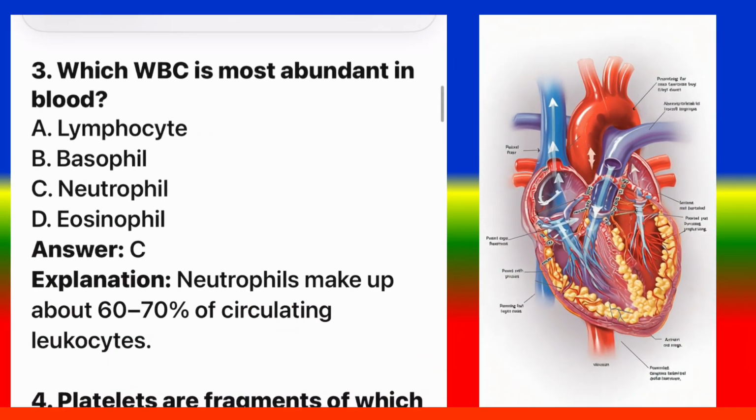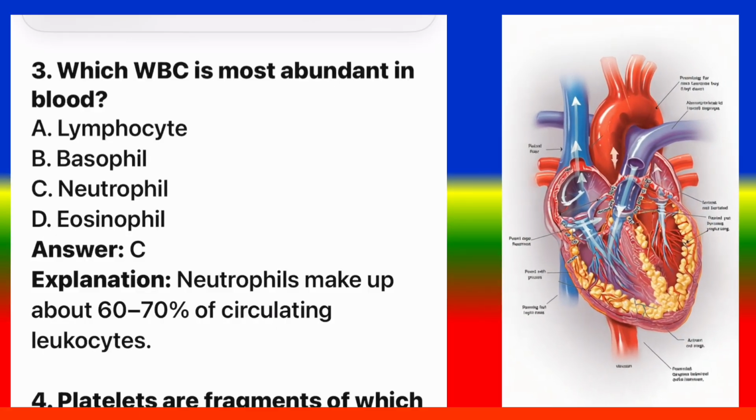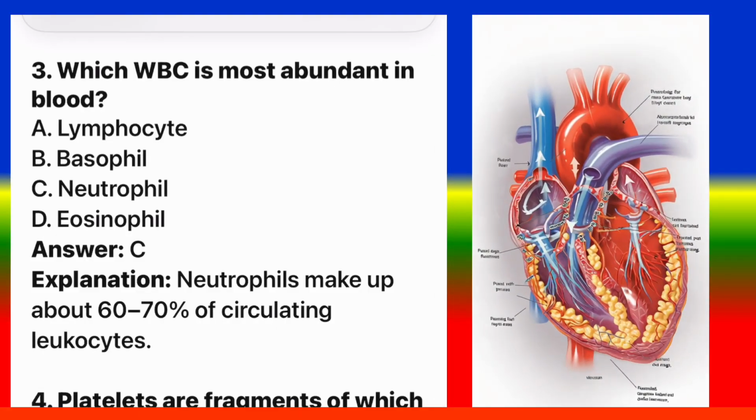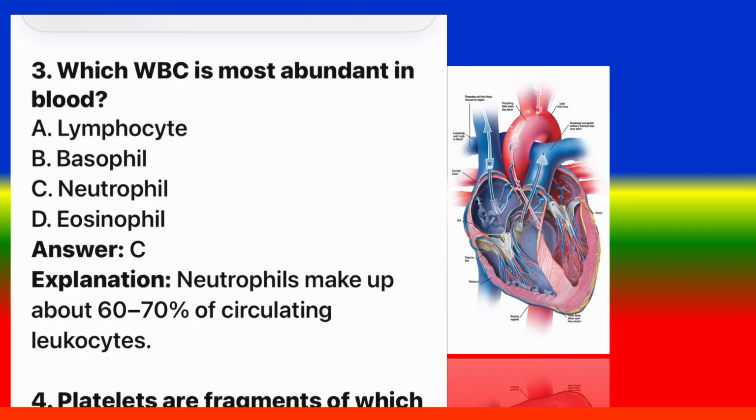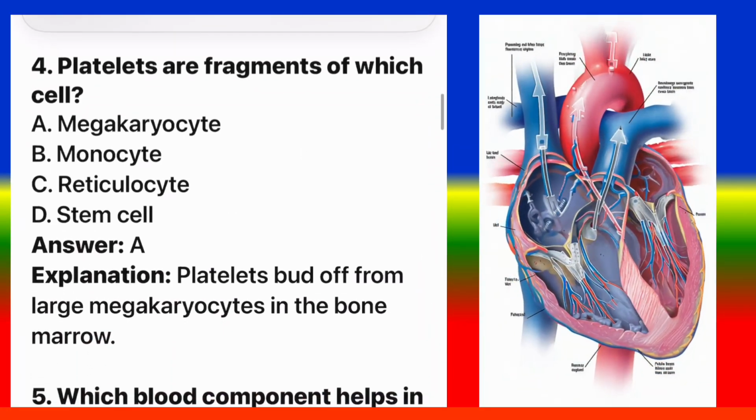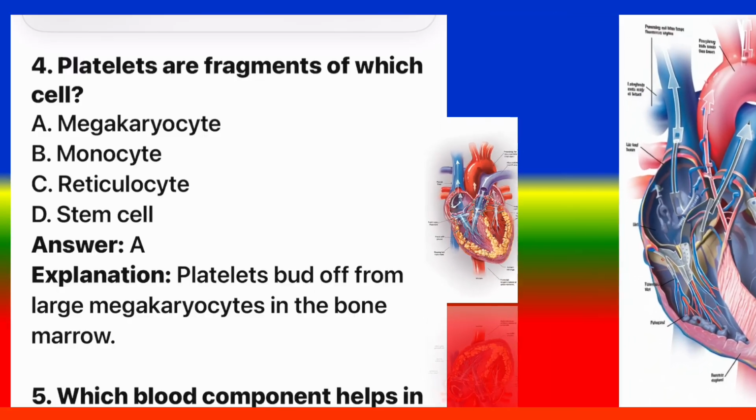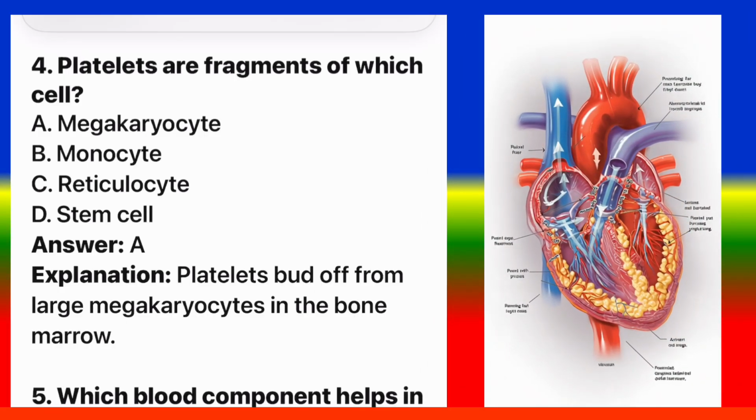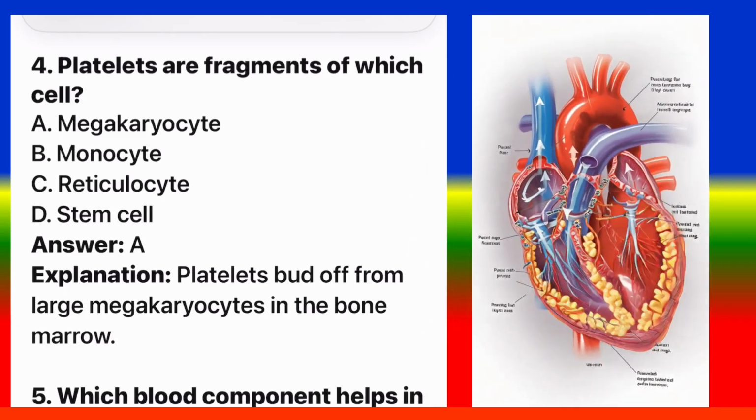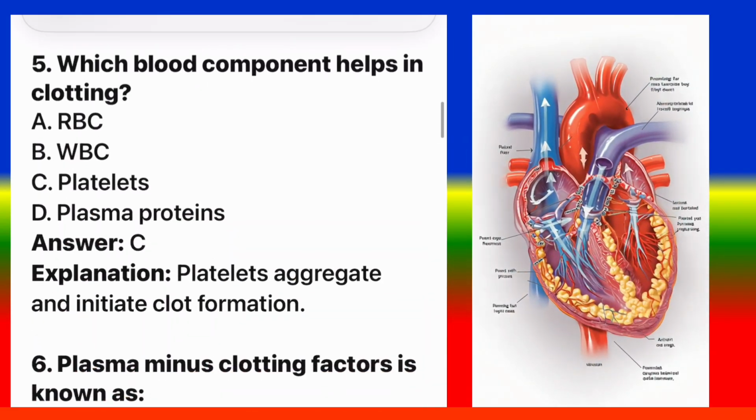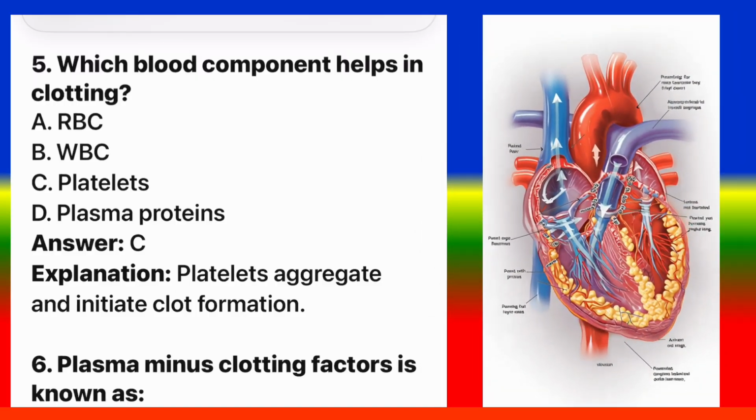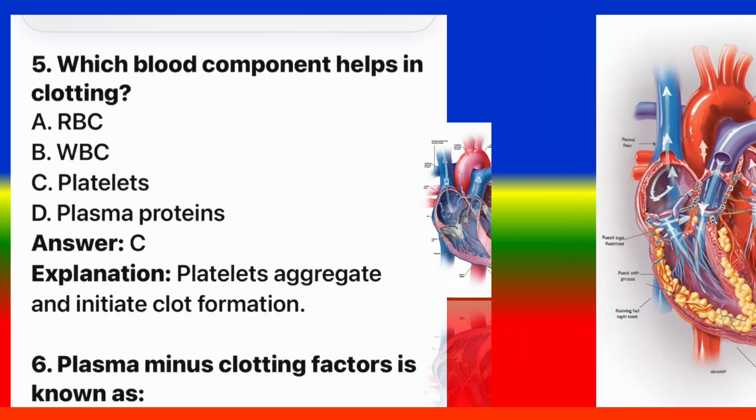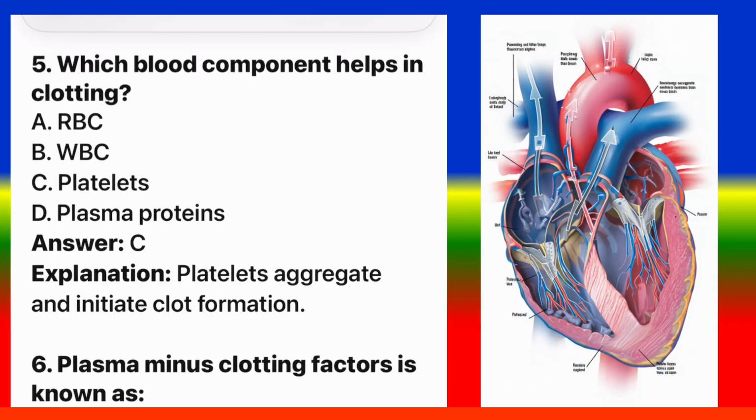3. Which WBC is most abundant in blood? A. Lymphocyte, B. Basophil, C. Neutrophil, D. Eosinophil. Answer C. Explanation: Neutrophils make up about 60 to 70% of circulating leukocytes. 4. Platelets are fragments of which cell? A. Megakaryocyte, B. Monocyte, C. Reticulocyte, D. Stem cell. Answer A. Explanation: Platelets bud off from large megakaryocytes in the bone marrow. 5. Which blood component helps in clotting? A. RBC, B. WBC, C. Platelets, D. Plasma proteins. Answer C. Explanation: Platelets aggregate and initiate clot formation.